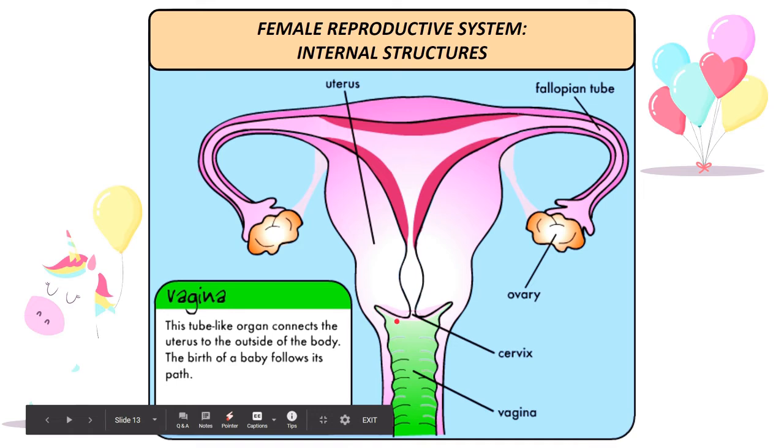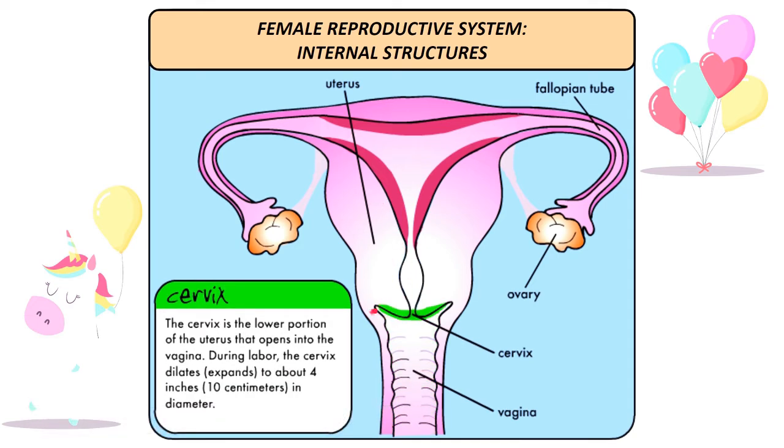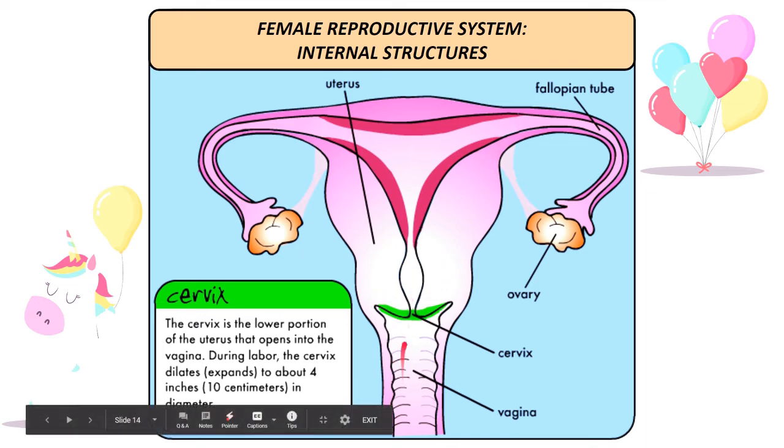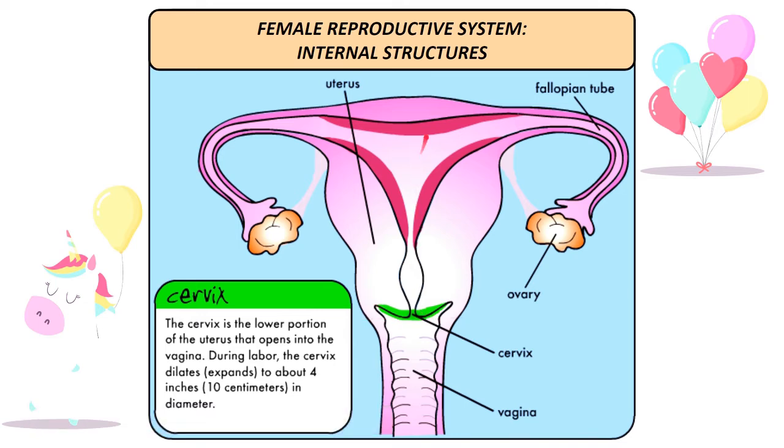Now this region wherein there's a narrowing of the uterus, this narrow part is called the cervix. This is the lower portion of the uterus that leads into the vagina. If the perspective is from the vagina, you enter first the cervix before you go into the uterus. During labor, the cervix can expand up to 4 inches in order to accommodate the head of the baby that's being born.